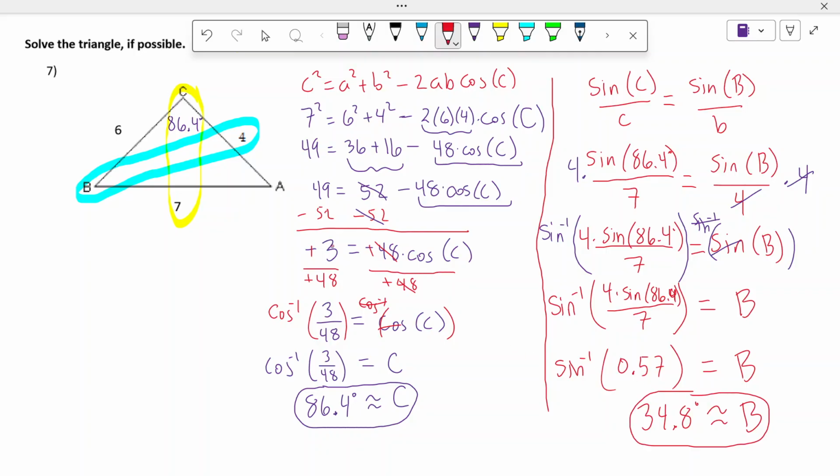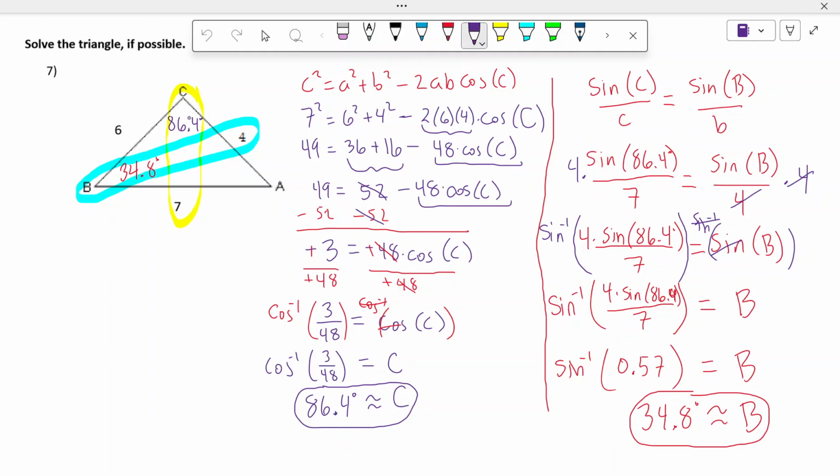So we've almost finished solving this bad boy. Now we got 34.8 degrees. We only just need one more angle. And again, we could use law of cosines to find it, just like we found our first angle. We could use law of sines to find it, just like we did our second angle.